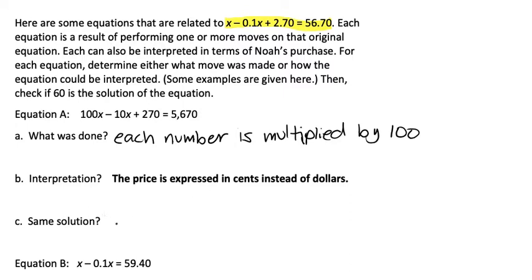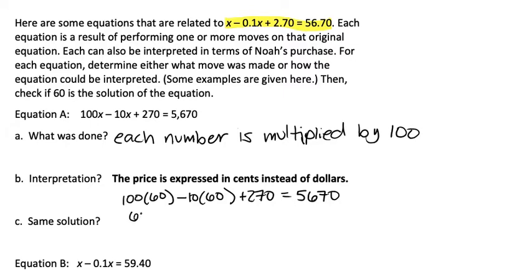So for part C, I want to know if 60 is the solution of the equation. So the way that I would figure that out is by plugging it in. I can do 100 times 60 minus 10 times 60 plus 270, and that should equal 5,670.